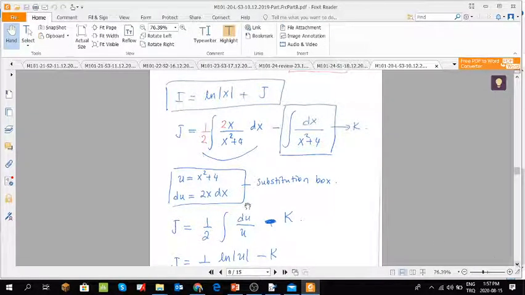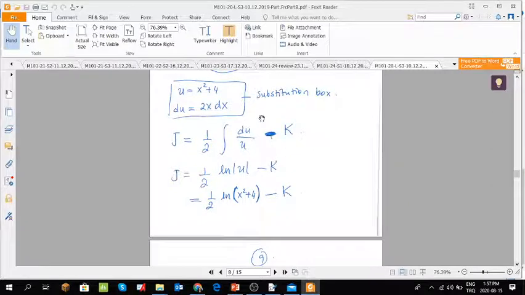Let's see. Here in the first one, the substitution is u equals this, and du is 2x dx, and I have 2x dx here. Everything is perfect. J is equal to 1 over 2 times the integral of du over u minus, I call it K. And the first integral is 1 over 2 natural log of the absolute value of u. And what is u? U is x squared plus 4. It's okay, minus K.